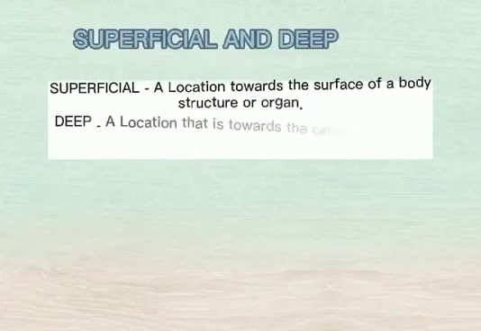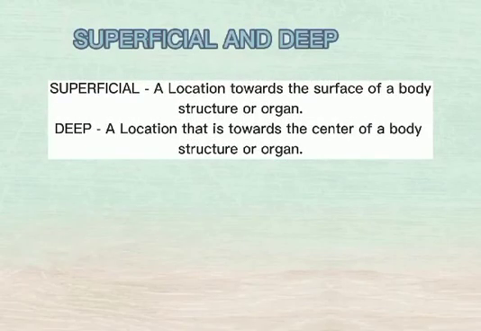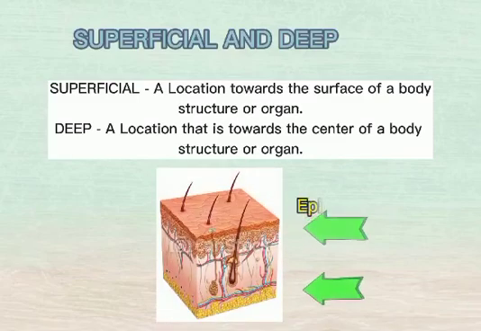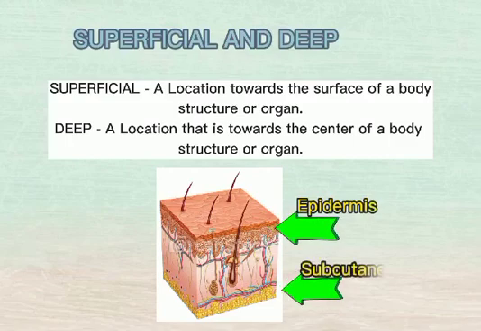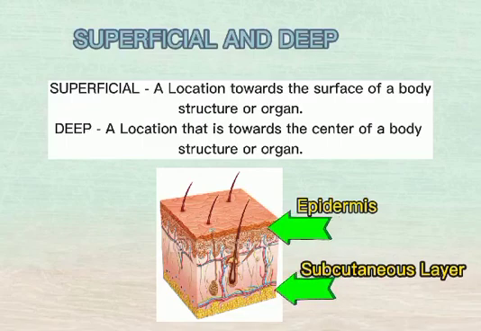Superficial and deep are the last two directional terms we will cover. Superficial refers to a location towards the surface of a body structure or organ, while deep refers to a location that is towards the center of a body or structure. For instance, if we look at the cross-section of the skin, the top skin layer, called the epidermis, is superficial to the subcutaneous layer. The subcutaneous layer is considered deep to the epidermis.